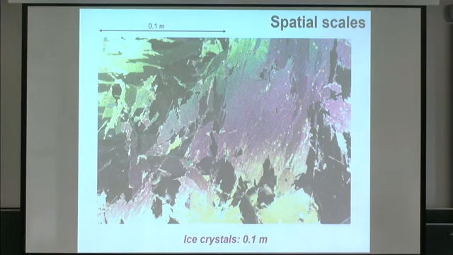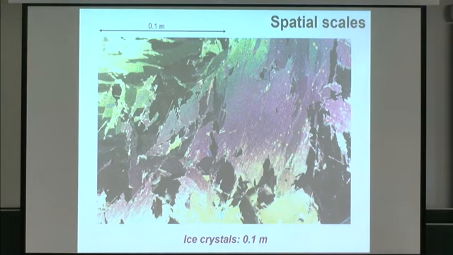And that's what we see here. It's a horizontal thin section taken from an ice core and looked at under cross polarizers. And what we can see, the different colors show us different ice crystals. And we see that the ice crystals have a scale typically of a few centimeters. Now, if you look really closely, you can see there seems to be some fine striations in these ice crystals.